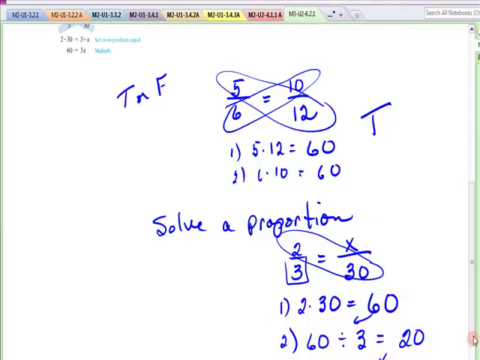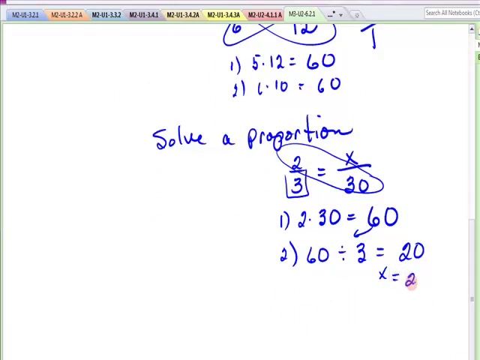X is 20. Now you could do it as an equation. That would be fine, that would be great, but in a variety of these problems, this two-step method may turn out to be a little bit more straightforward. All right, so let's look at our problems to work on.